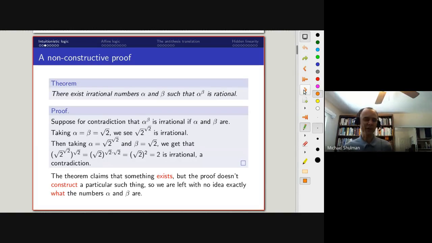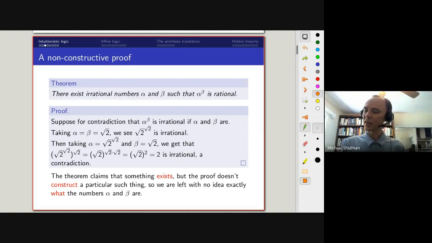A lot of mathematicians have some informal sense for what it means for a proof to be constructive, but here's an example of a non-constructive proof, just to have something to look at. This is a classic proof that there are irrational numbers alpha and beta such that alpha to the beta is a rational number. So how do we prove that? Well, suppose for contradiction the opposite, that alpha to the beta was always irrational when alpha and beta are irrational. And then consider the case when alpha and beta are both the square root of 2. That would tell us that the square root of 2 to the square root of 2 is irrational.